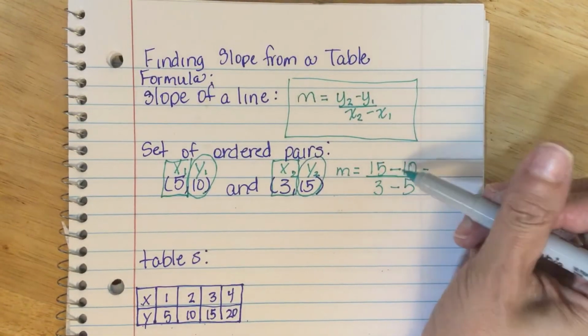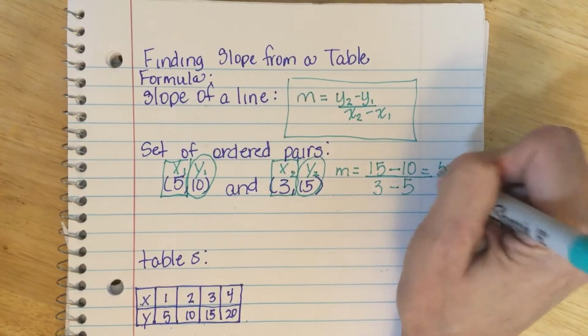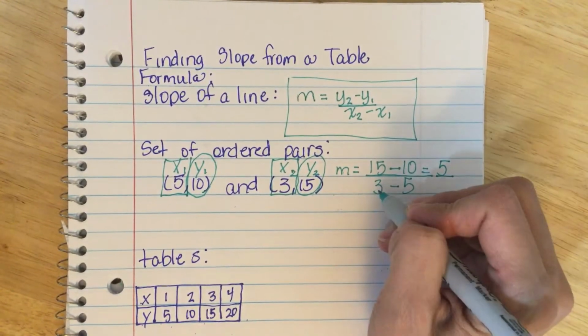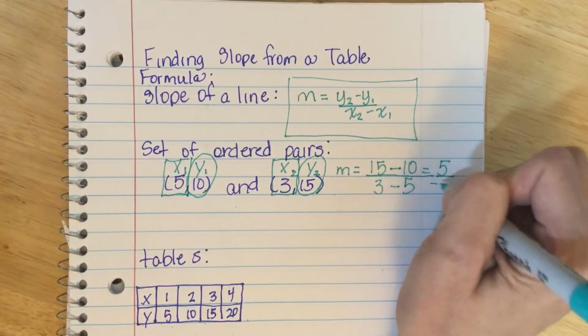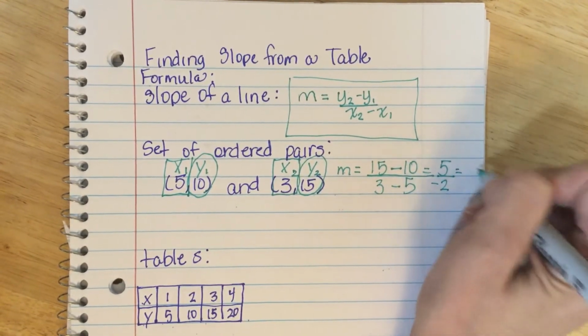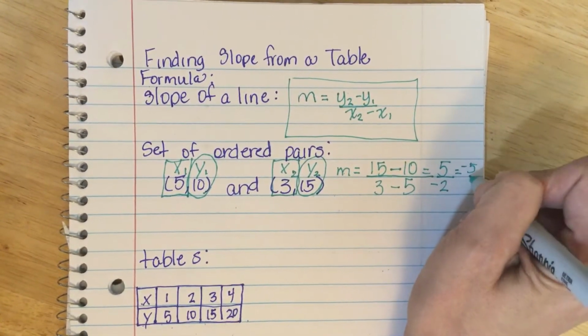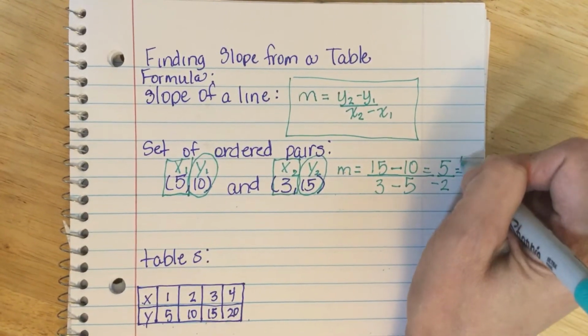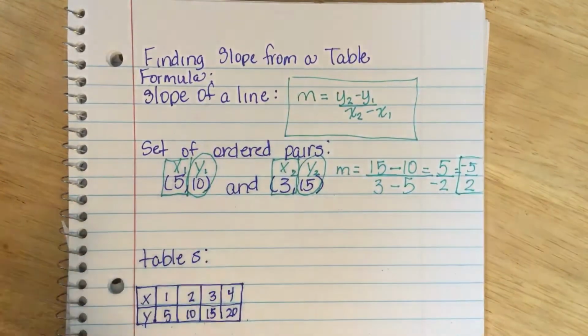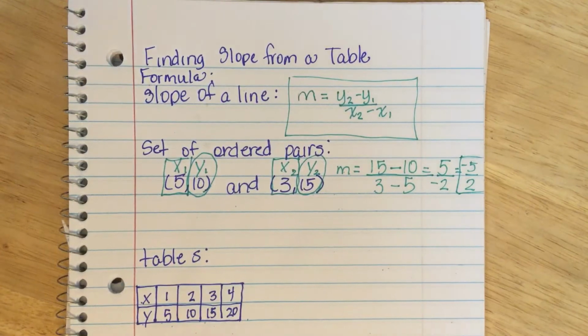When I subtract 15 minus 10, I get 5. On the bottom, when I subtract 3 minus 5, I get negative 2, which gives me an answer of negative 5 over 2. So this is your answer. This is the slope of the line. Next, we're going to look at two different types of tables, but you find slope from them the same way.